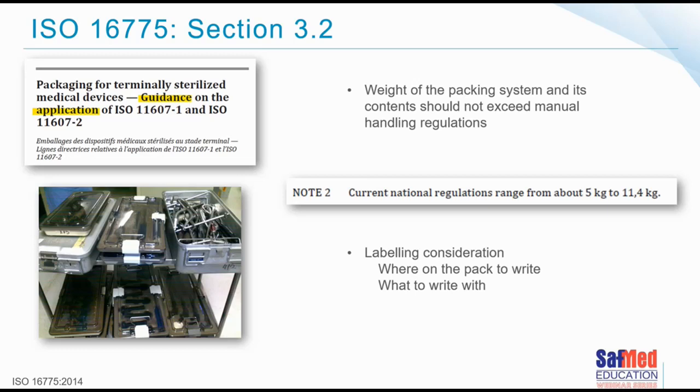In the guidelines, there's also reference to label considerations. So if you've got a fancy track and tracing system, it may produce a label that needs to be attached, or you might be writing with a ball pen, writing with a marking pen, whatever it is you're writing with. And of course, you need to consider where to write and what to write with.